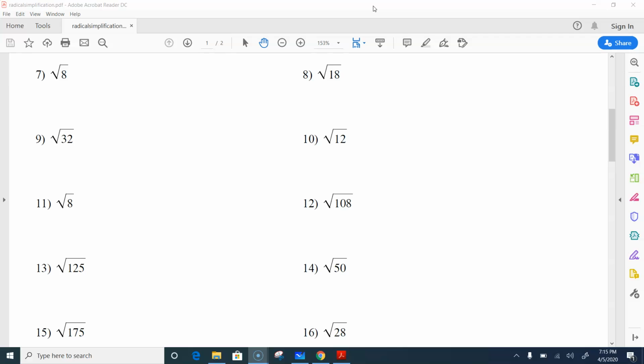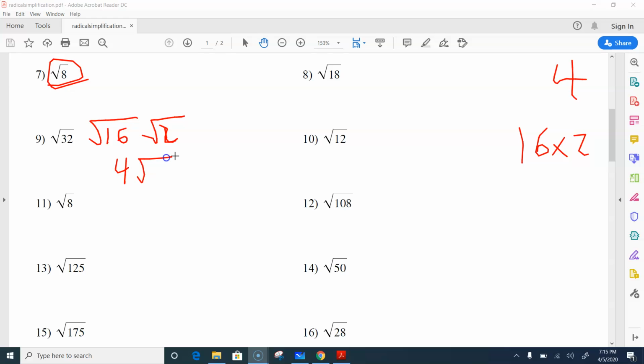Okay. Next one we have square root of 32. Let's think. 4 goes into that. Okay, 4 would definitely go into that, but it would be 4 times 8, and we just saw that 8 simplifies, so 4 is probably not the biggest perfect square. All right, 16 times 2 gets us to 32, so that's the one I want. I'm going to have the square root of 16 times the square root of 2, and that gets me to 4 square root of 2.